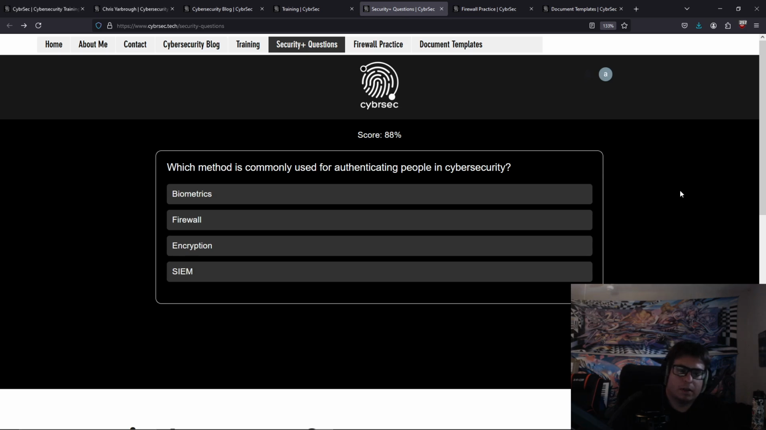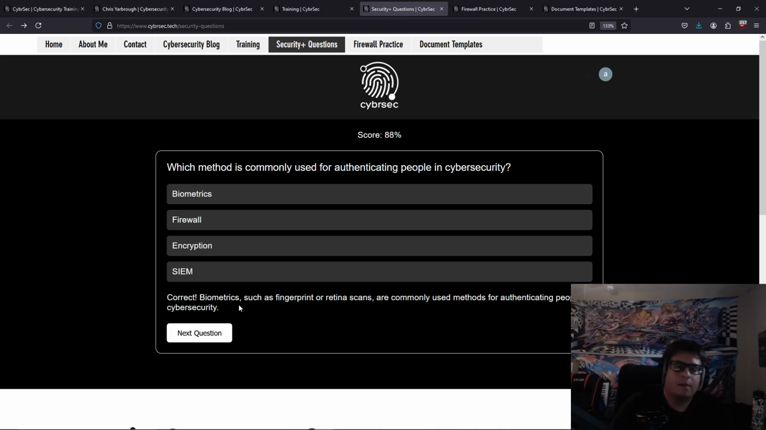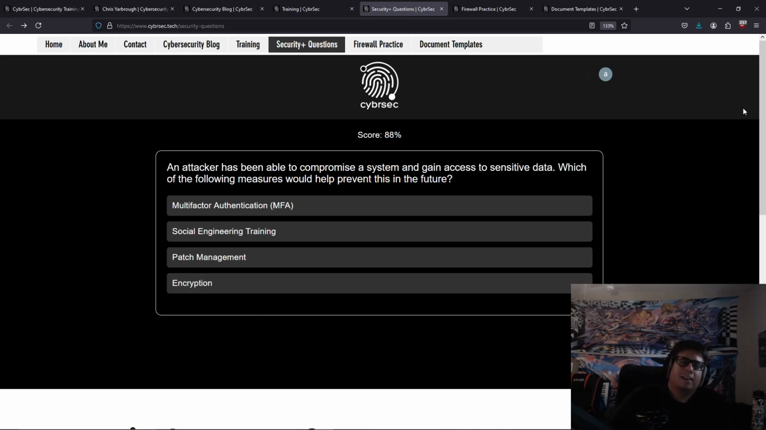Which method is commonly used for authenticating people in cybersecurity? Authenticating people in cybersecurity. Biometrics is going to be, yep. Biometrics such as a fingerprint or retina scans are commonly used methods for authenticating people. Should be people. Like, biometrics are used for more than just cybersecurity people, but I see your point. I get it.